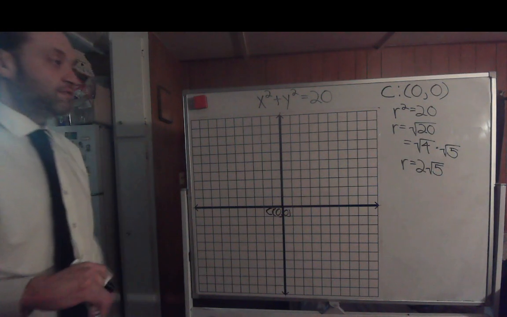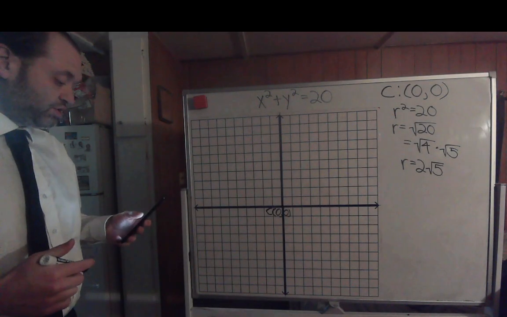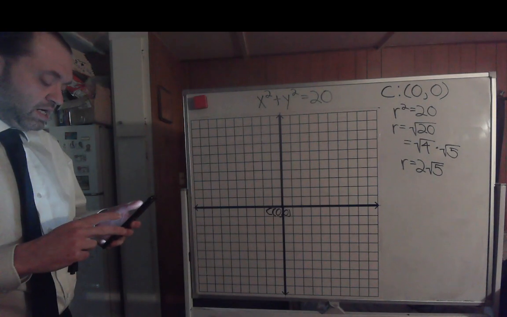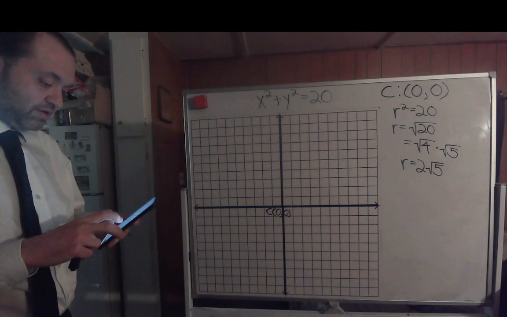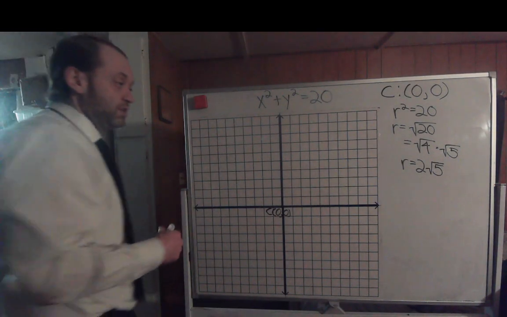So we need to figure out what that is approximately. Let's round to about 3 decimal places. So let me go into my calculator here. So 2 times the square root of 5 is about 4.472.